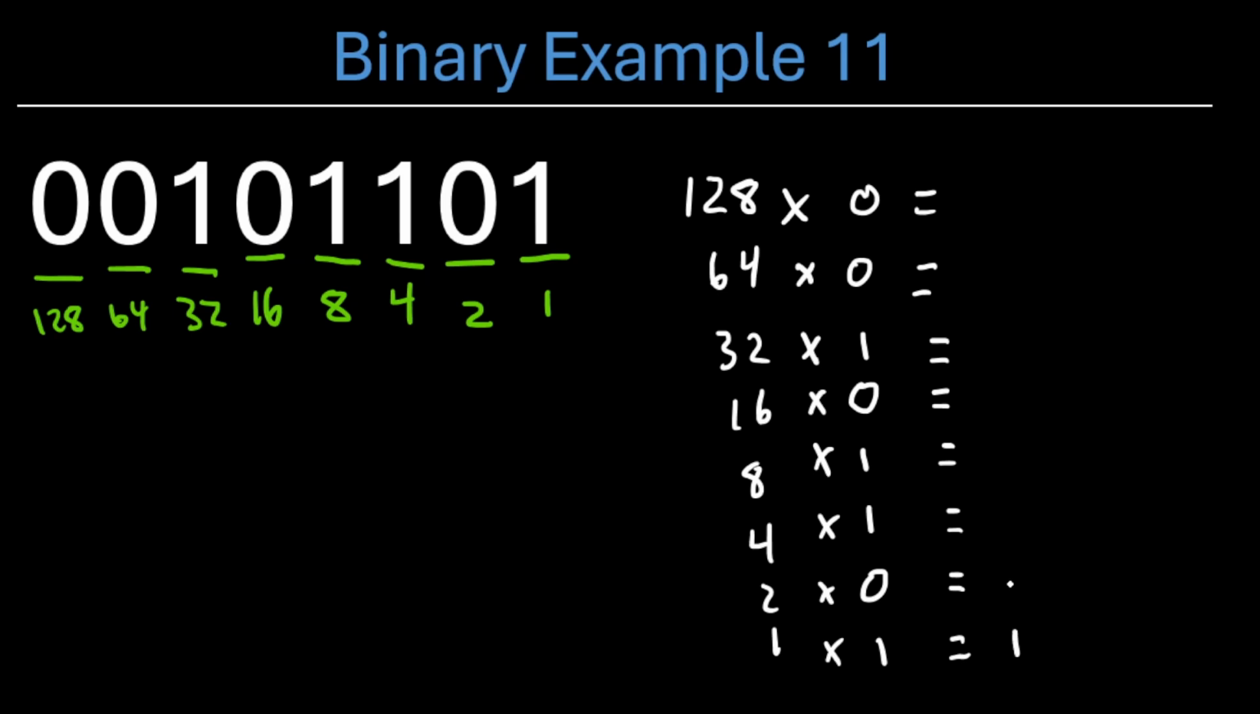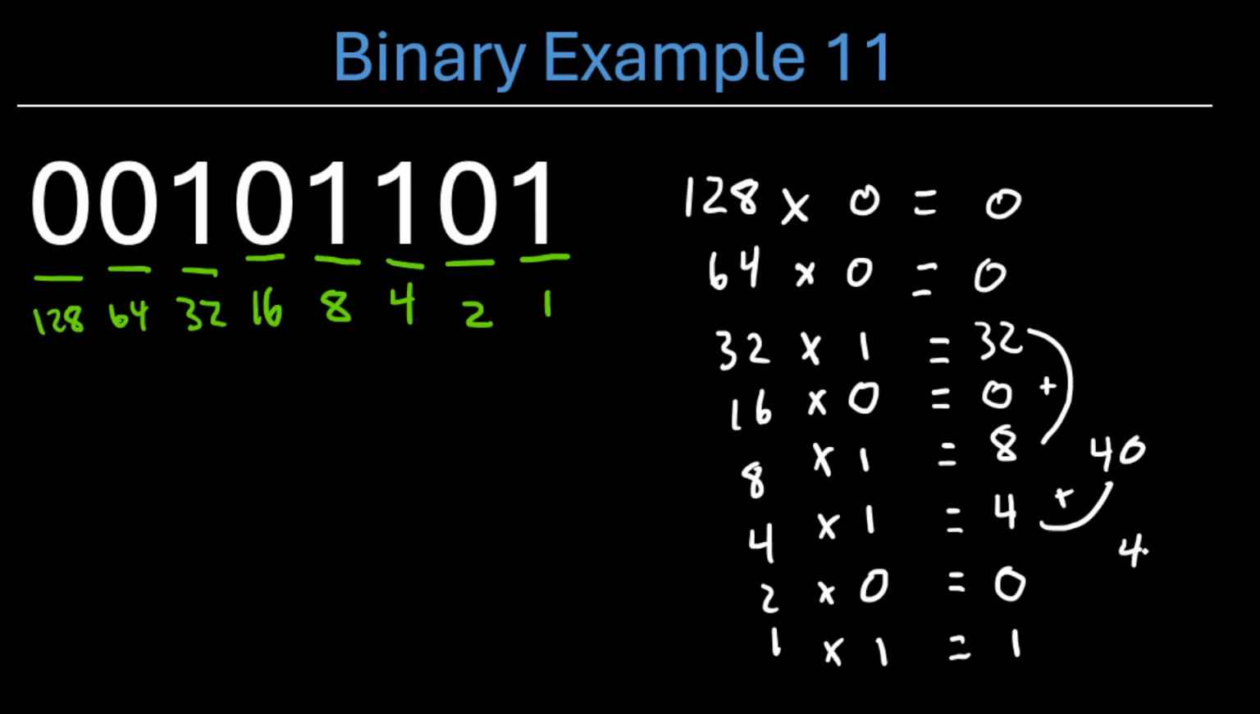This is 1. This is 0. 4 times 1 is 4. 8 times 1 is 8. 16, 0, 0. 32, 0, and 0. You take 32 plus 8, which gives us 40. 40 plus 4 gives us 44. 44 plus 1 gives us our answer of 45.